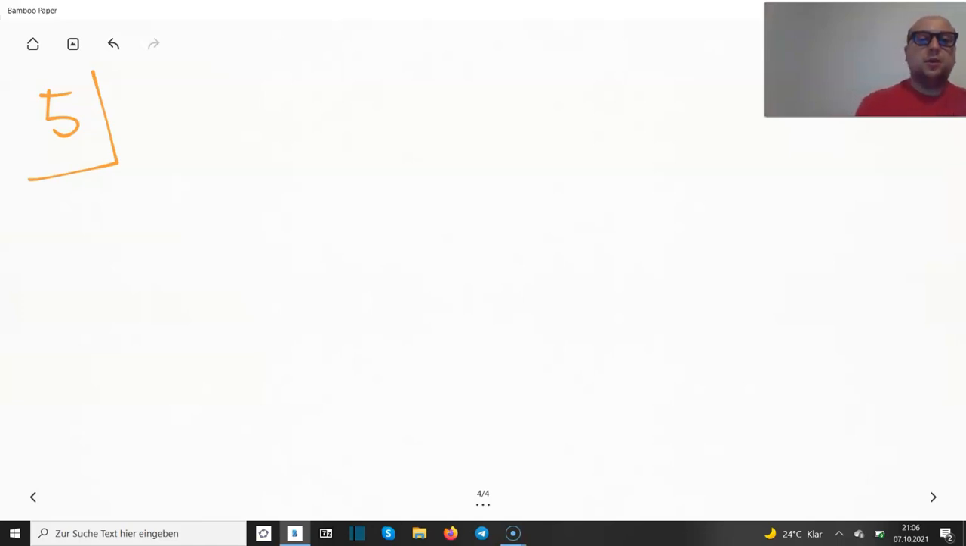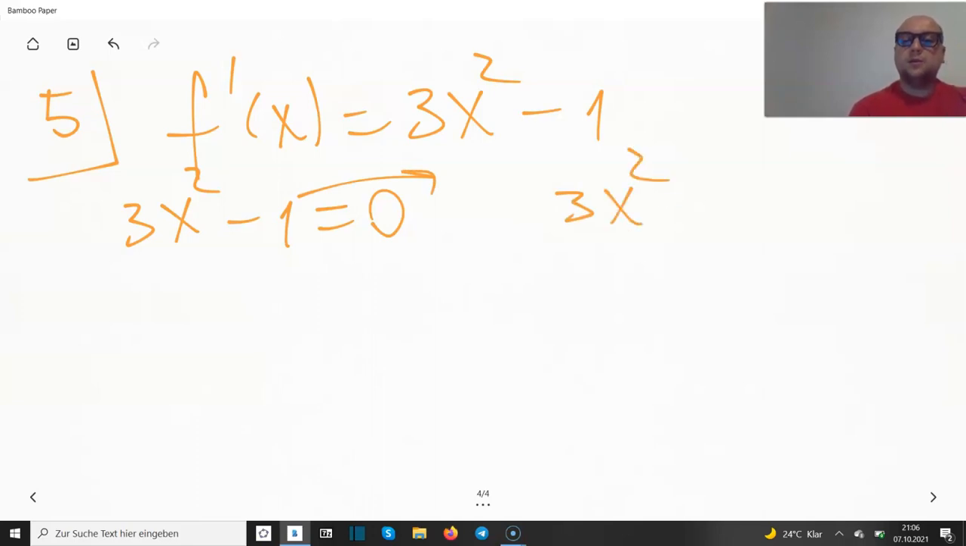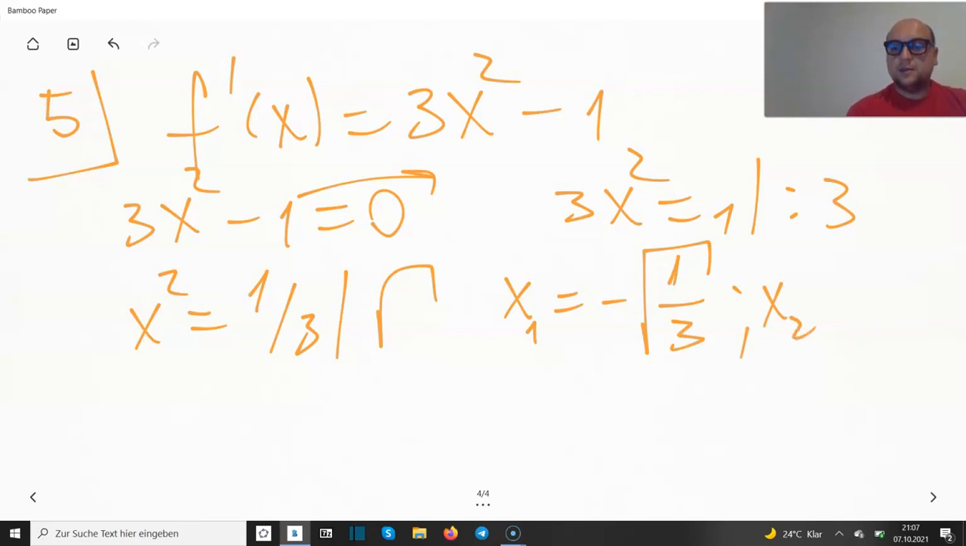Number 5, what do we have here? Well, let's start working with the derivative. F prime of x is 3x squared minus 1. We put it equal to 0. We bring 1 to the right hand side. We have 3x squared equal to 1. We divide it by 3. We have x squared equals a third. Now we can take a square root. So x1 is minus the square root of a third. Now you see that it makes perfect sense with symmetry, because here, of course, we should have it with min and max.